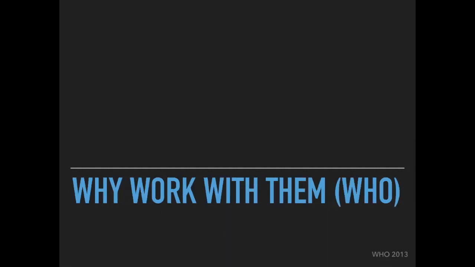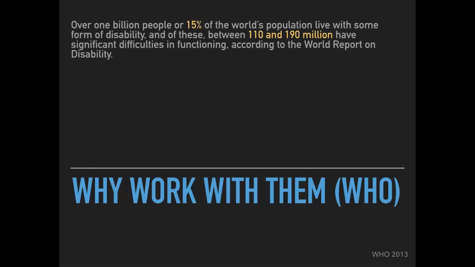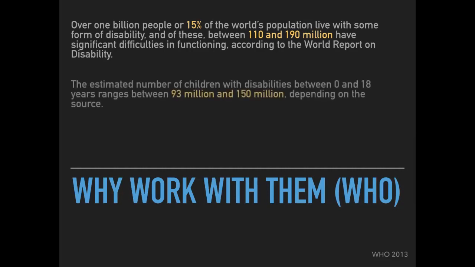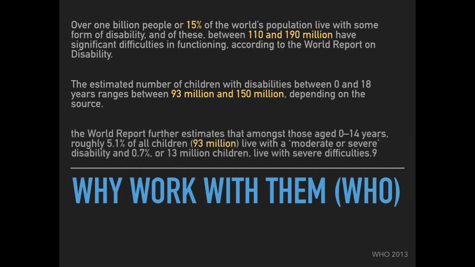So why work with them? I just want to throw some numbers. Some of you might already know these numbers, but the number is huge. Over 1 billion people in the world's population live with some form of disability. It's a big number. And between 110 and 190 million have significant difficulties in functioning. That's from the World Report. And 93 to 150 million children aged 0 to 18 have different kinds of disabilities, and 93 million of those have moderate to severe disabilities. So when you look at it, this number is actually huge.